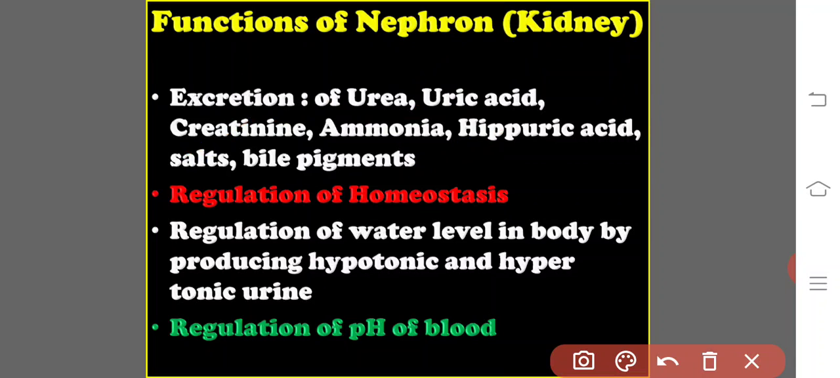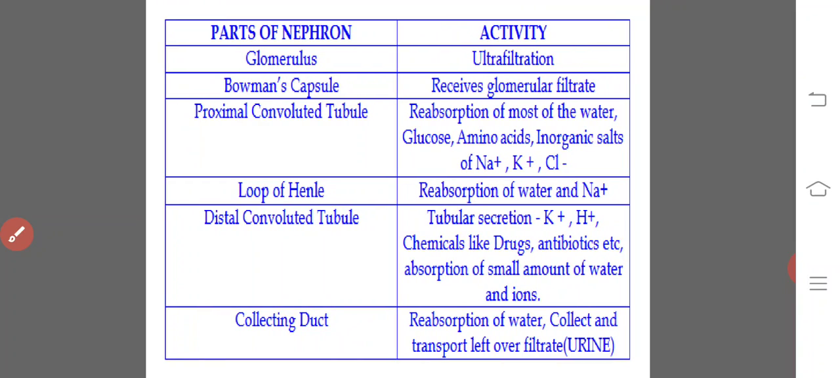And the second function is regulation of homeostasis. How? By regulation of water level in the body, by producing hypotonic and hypertonic urine, as we just discussed, and regulation of pH of blood, the hydrogen ion concentration of blood. These are the basic functions of the kidney. Furthermore will be discussed later on. Just remember, the function of glomerulus is ultrafiltration. The next class we will see this.